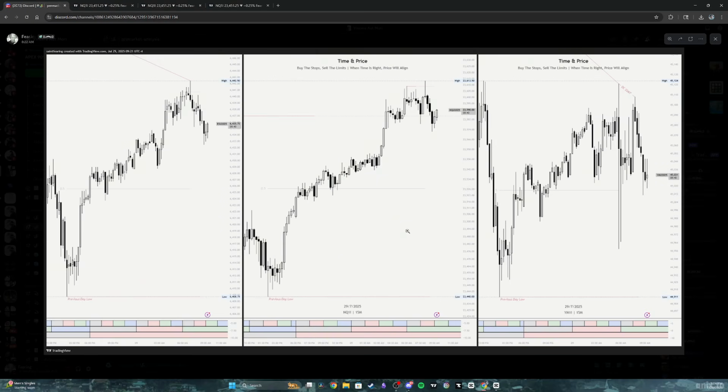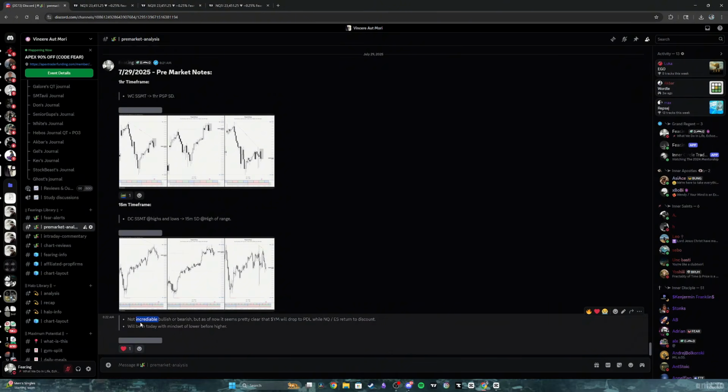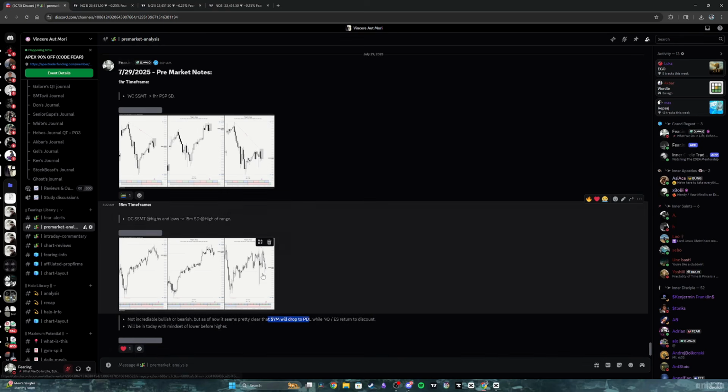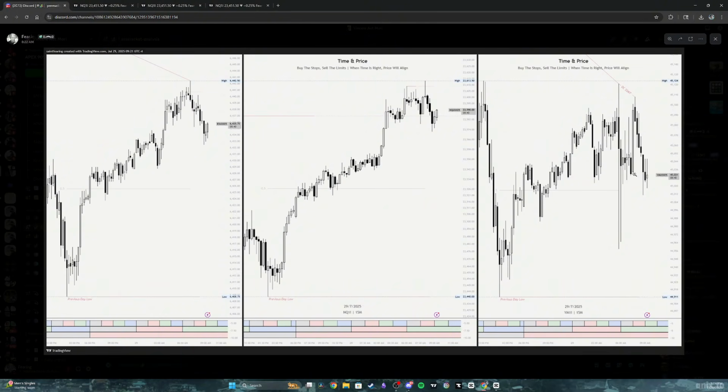So immediately going to market open, as I posted, I will come into today with the mindset of lower before higher. And that was what I was expecting. I said that YM is likely going to drop to pre-state low just based off of where it is relative to the range, as we already rebalanced the range on YM.